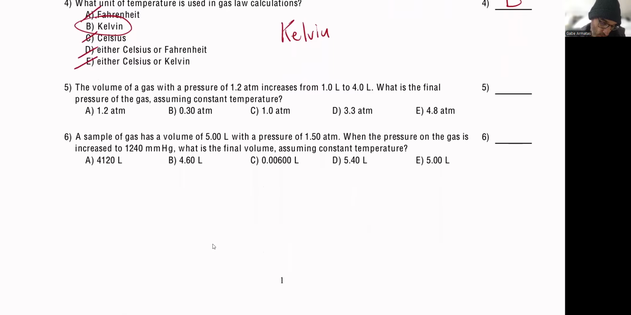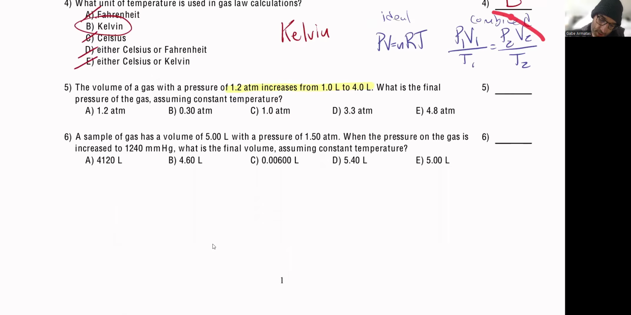All right. Next one. A volume of a gas with a pressure of 1.2 atmospheres increases from 1 to 4. Okay, so we have two equations, and you're provided these equations. The two equations we have are PV equals nRT and P1V1 over T1 equals P2V2 all over T2. So combined gas law and the ideal gas law on the left. This is ideal. This is combined.